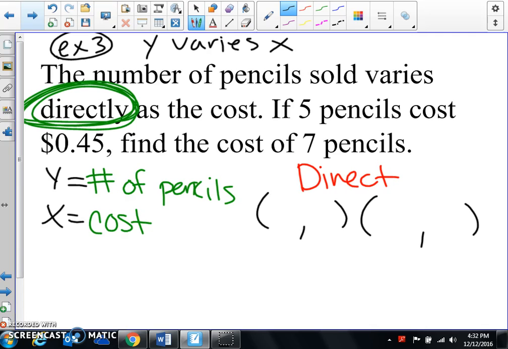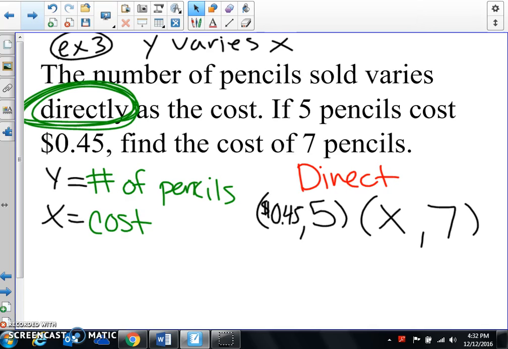All right, so let's go for here. 5 pencils. Pencils is y. So 5 goes in the y slot. 45 cents is the cost. That's the x. Okay, let's set up our second ordered pair. Find the cost for 7 pencils. So 7, the number of pencils, which is y. So 7 goes over here. We don't know x.